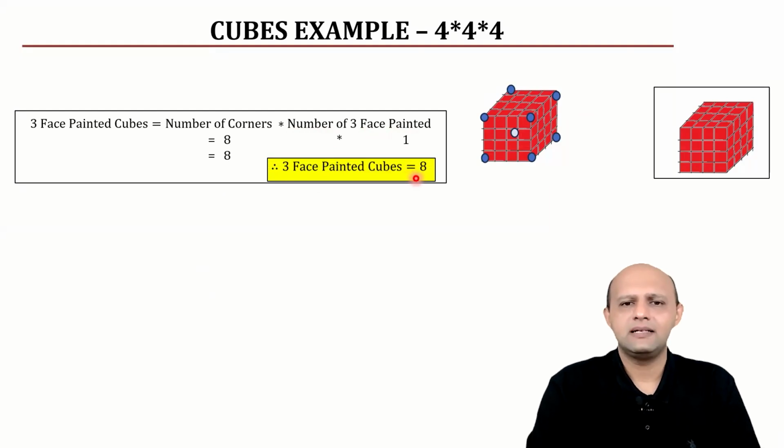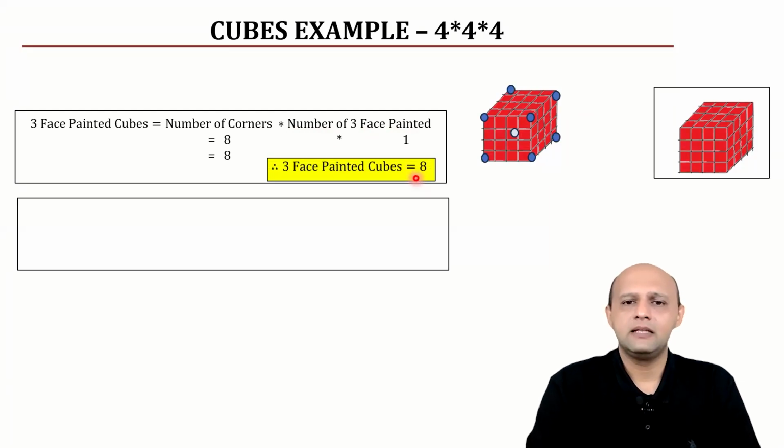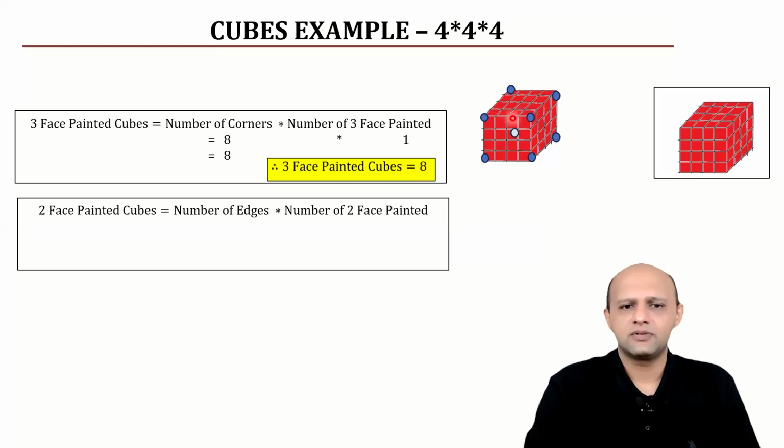Now, if you try to analyze and understand the number of 2 face painted cubes, where will you find 2 face painted cubes, friends? They would be at the edges. That's why I've taken this 4 by 4 by 4 example for us to better understand this concept. So the number of edges would be 12. And per edge, there would be only 2 cubes with 2 faces painted.